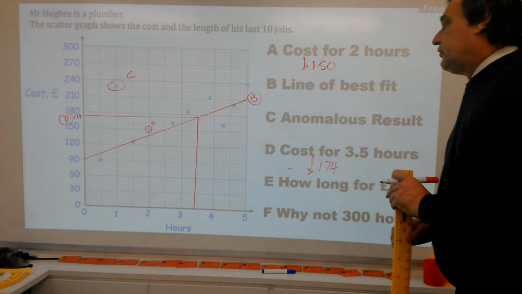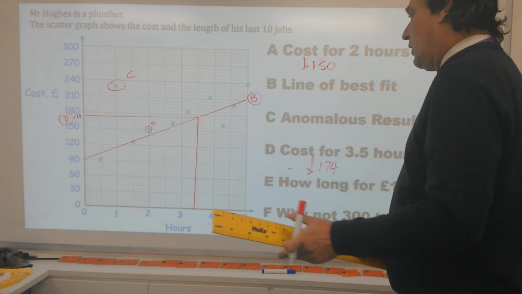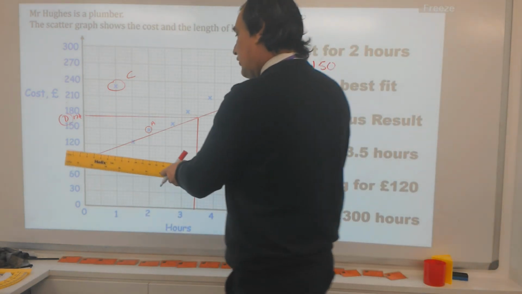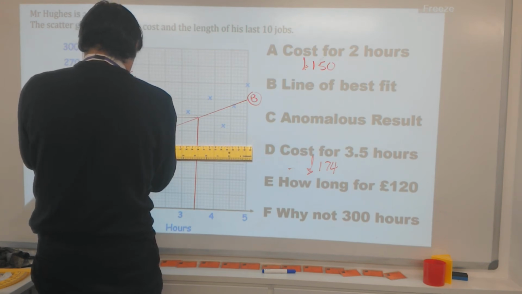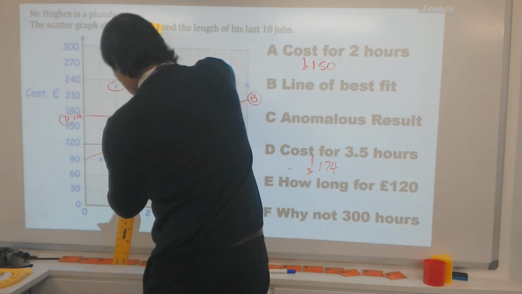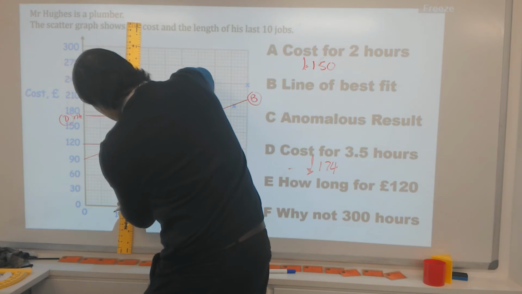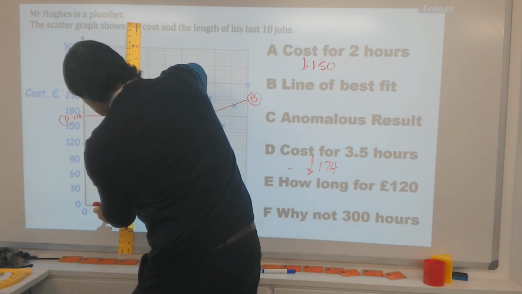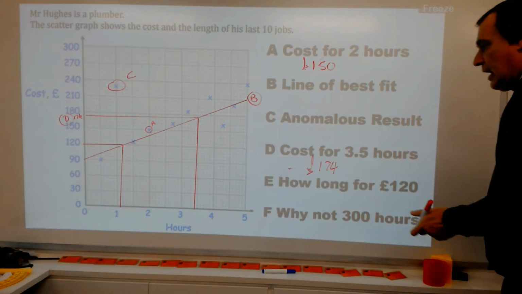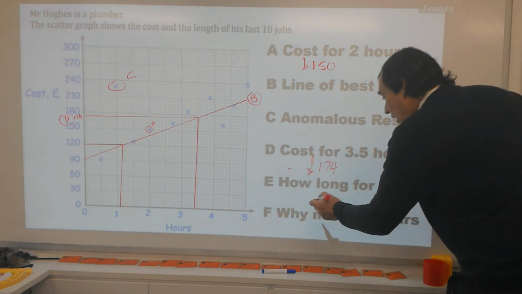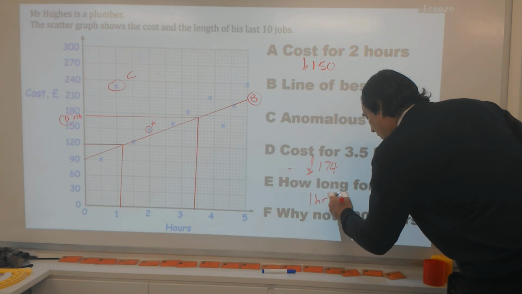How long would the plumber charge for £120 worth of work? So this time we'll go back the other way, £120, and then we go down to there, and it's just over an hour. I'd say that'd be about an hour and 5 minutes or something like that. So you could say 1 hour, 5 minutes.